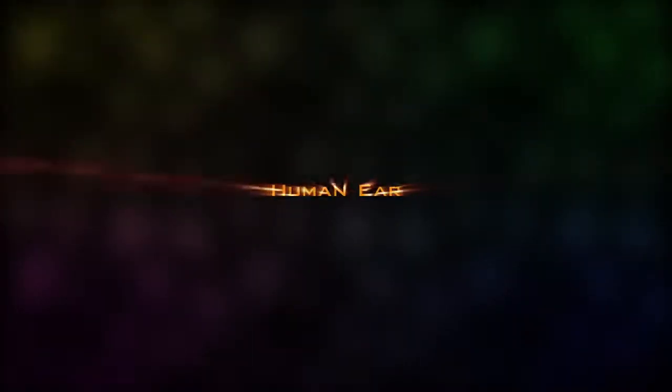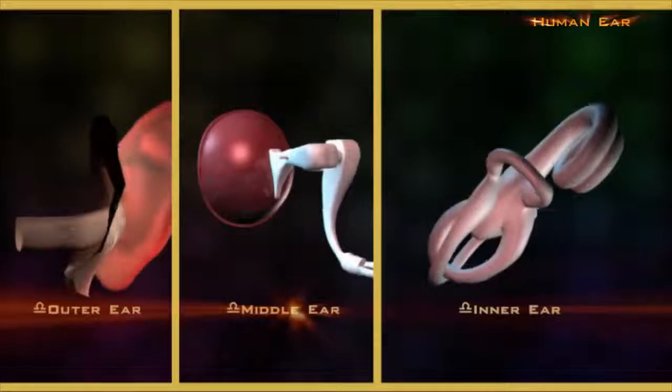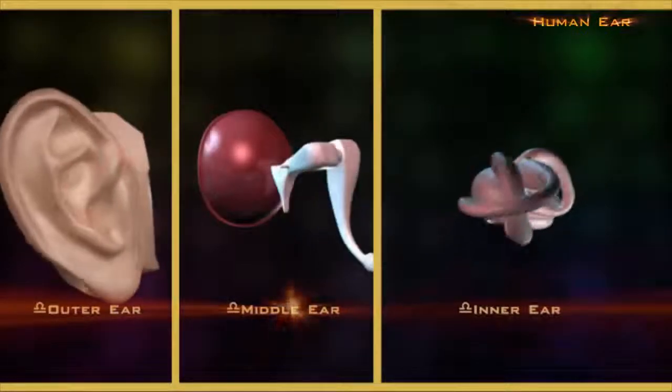To decode the whole complicated behavior, we have broken down the ear into 3 broad parts, namely the outer ear, the middle ear, and the inner ear.